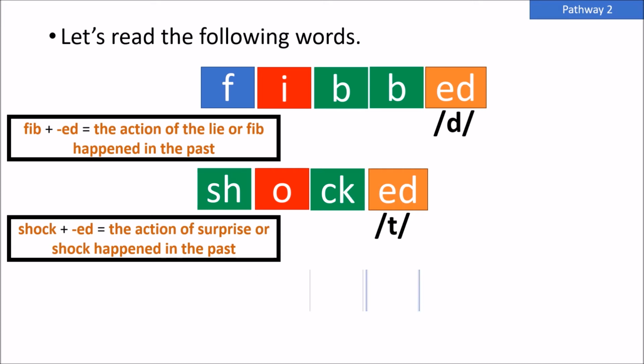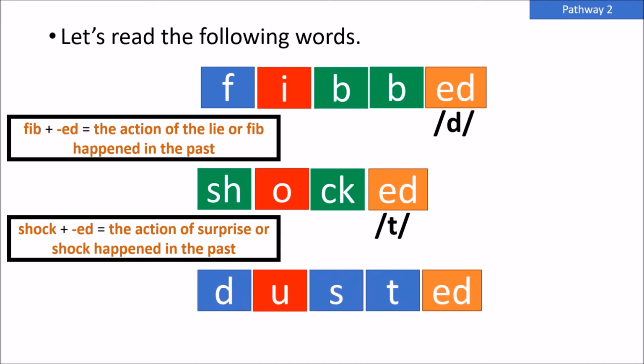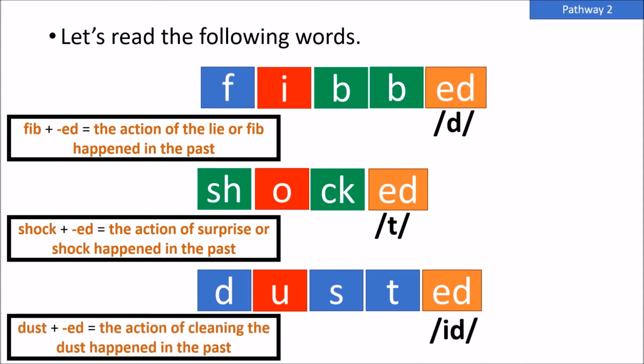And lastly, dusted. Dust plus the suffix ed means the action of cleaning or getting rid of the dust happened in the past. And so you should have also noticed that when you said the word dusted, the suffix ed made the id sound because the word dust ends in the letter t. And anytime a base word ends in a t or d, you're going to hear the id sound for the suffix ed.